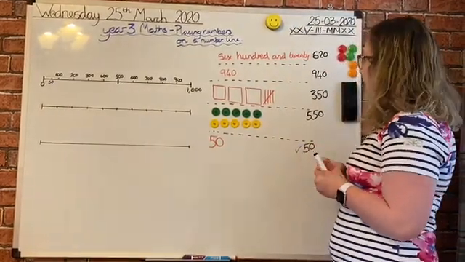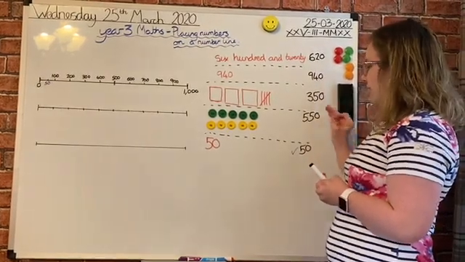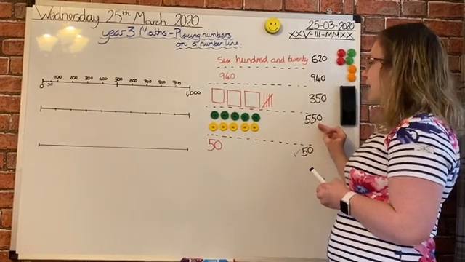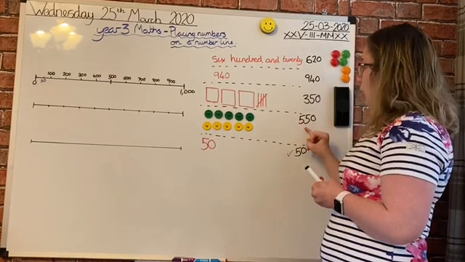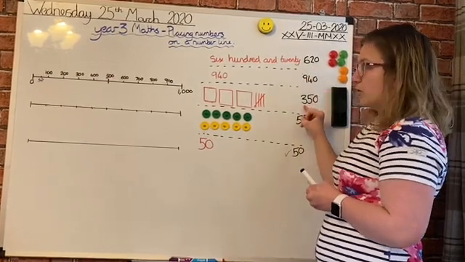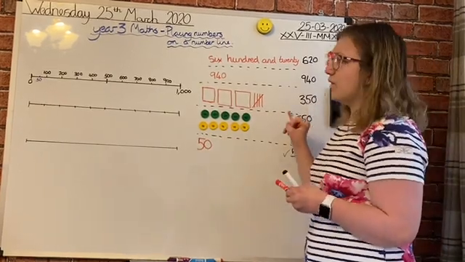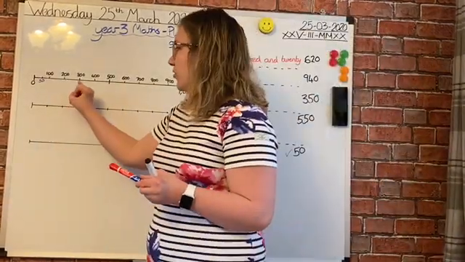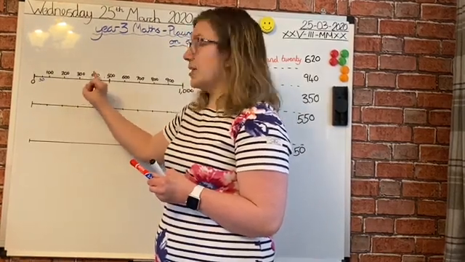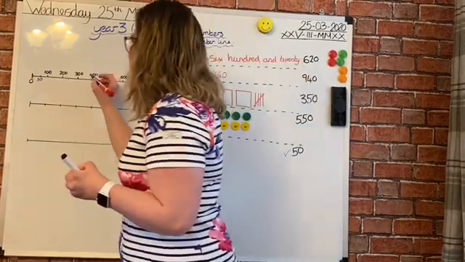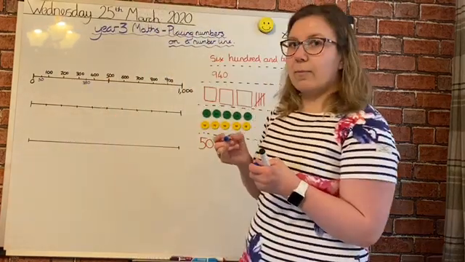Looking at my numbers remaining, I've got 620, 940, 350, 550. The next smallest is 350 because it has only 3 hundreds. All the other numbers have more than 3 hundreds. So 350 is the next number I'm going to place. 350, I know, comes halfway between 300 and 400 on my number line. It is more than 300 and less than 400. Halfway is 350, placed on my number line.